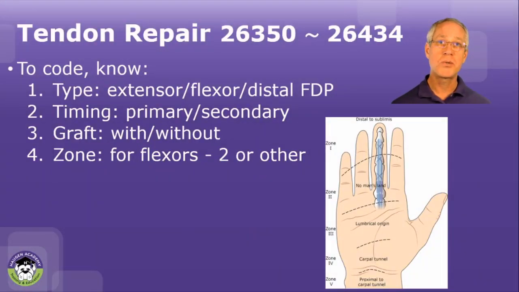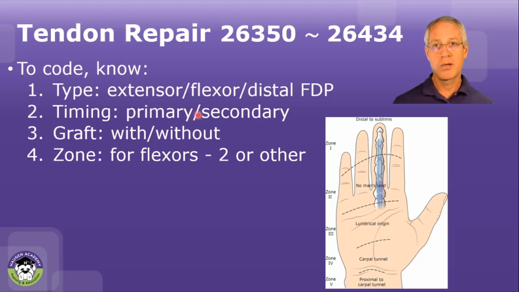Tendon repairs for rupture or laceration can be crucial to restore useful function of the hand and fingers. Here's what you need to know about the procedure before ripping into your CPT manual or your encoder. So first have a look at the type of the tendon injury, whether it's an extensor tendon, flexor tendon, or more specific, the distal flexor digitorum profundus, which is distal to the Camper's chiasm, that is the middle part of the middle phalanx, the second phalanx out, where only the FDP tendon exists. The sublimis stops here. Second, know the timing of the repair, whether it's a primary repair or secondary, that is at the time of injury or at some point later.